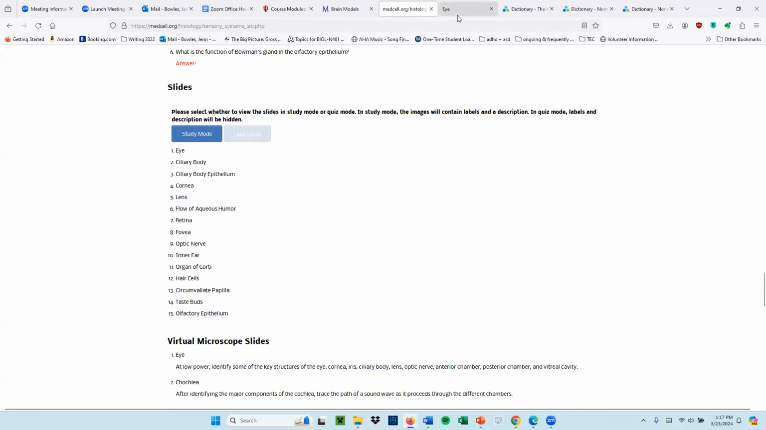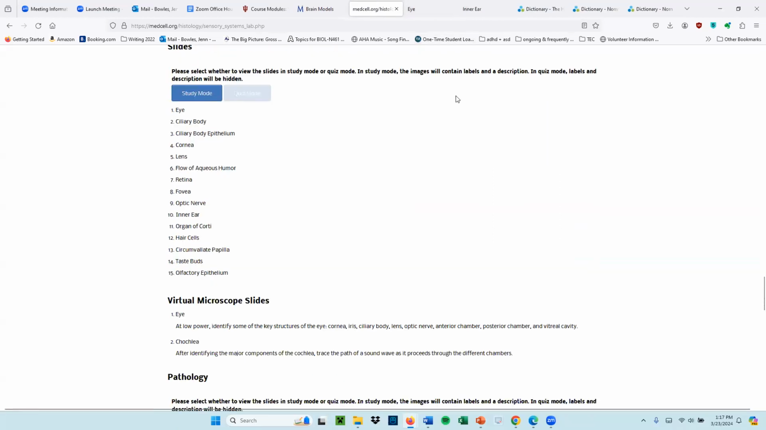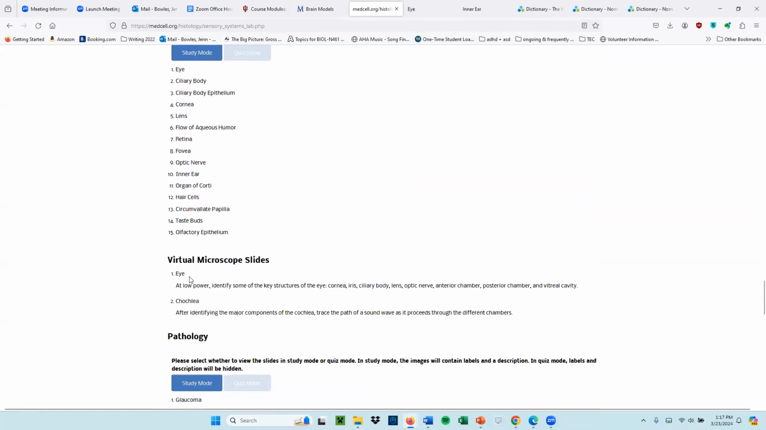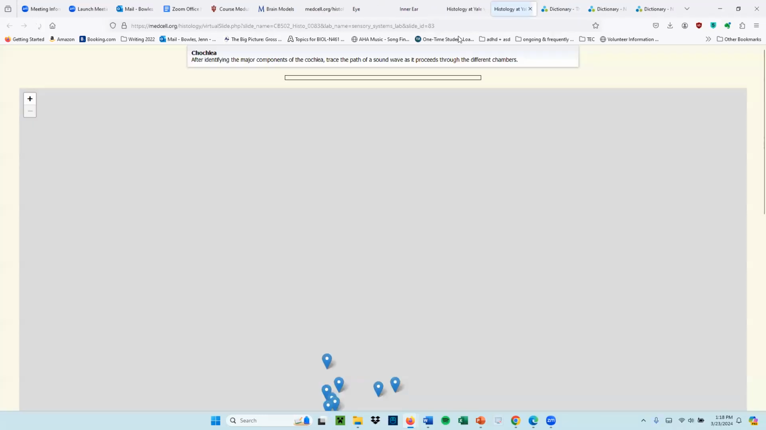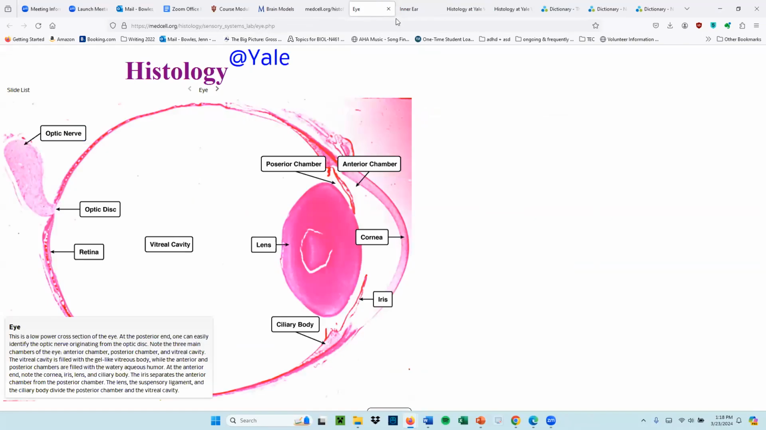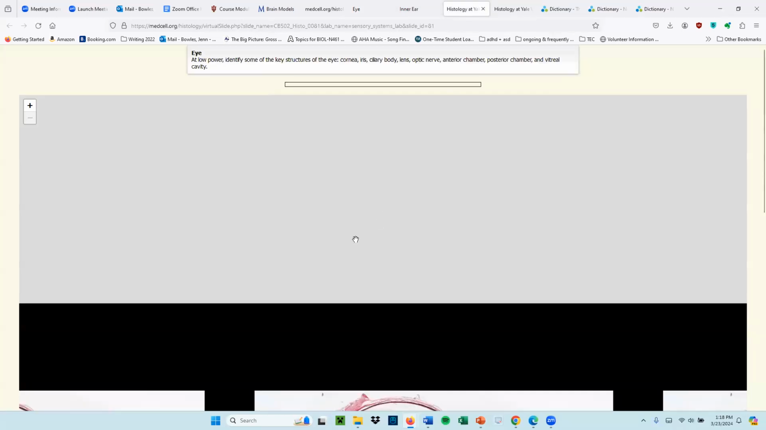The main thing I'm concerned about with sensory is the eye and then the inner ear. Those tend to be the trickiest for students. We do have virtual microscope slides as well, so maybe actually these would be better for us. Don't forget about taste buds or those corpuscles from the skin system, but I think eye and inner ear tend to be the trickiest for students.